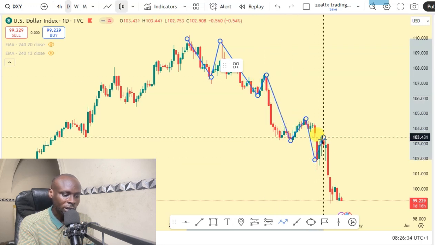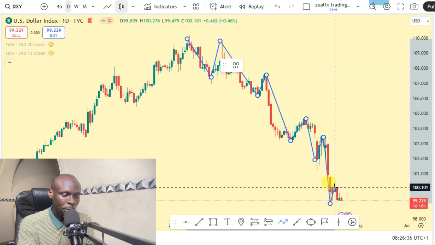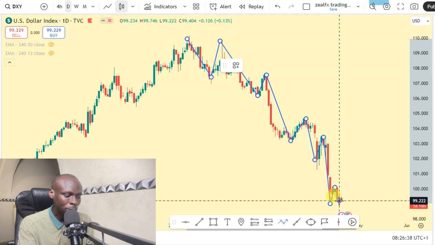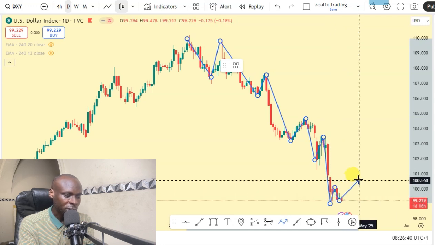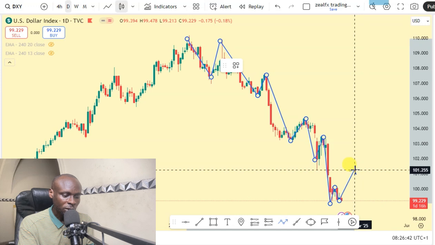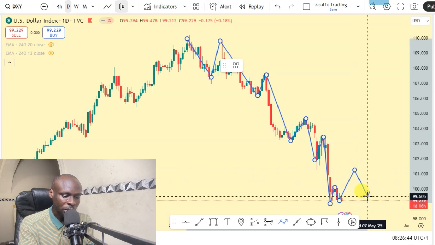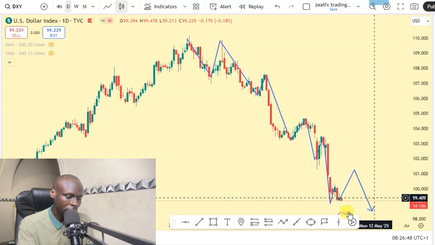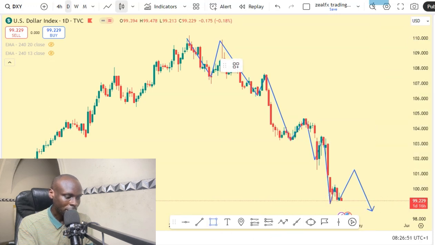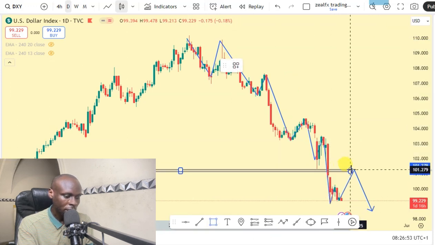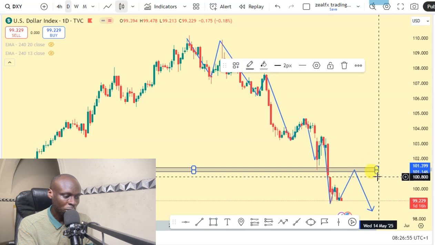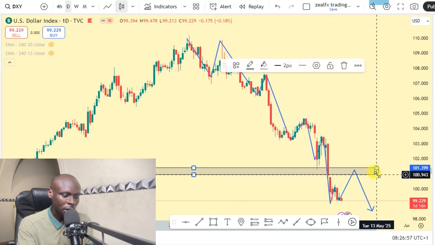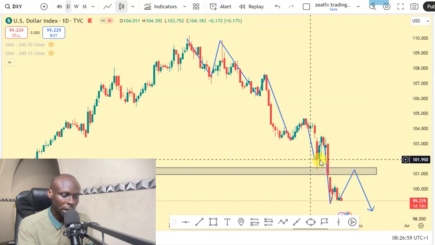So long as we have this series of lower highs and price closes on this support level, we expect price to retrace back to this resistance level before we see a further push for the dollar index to the downside. Price must retest this daily zone before we look at any possible selling opportunity on the dollar index, because our structure for the dollar index remains on a downtrend.